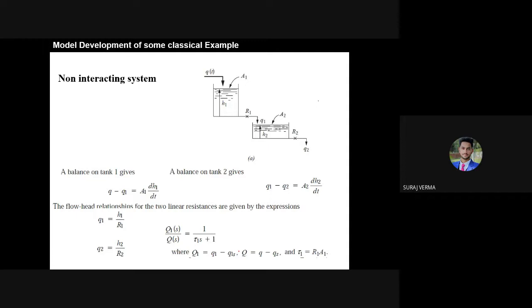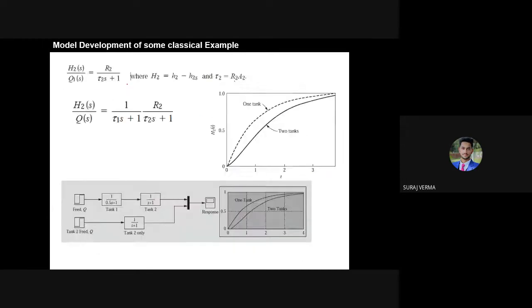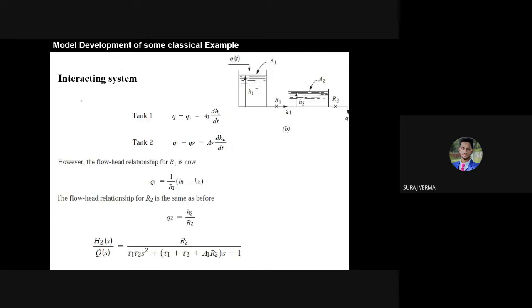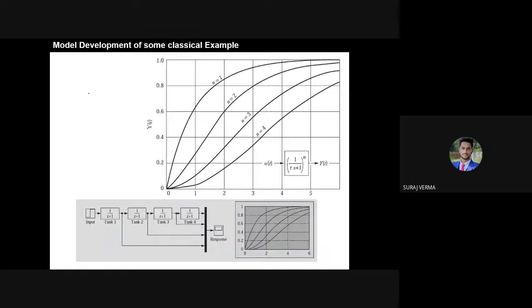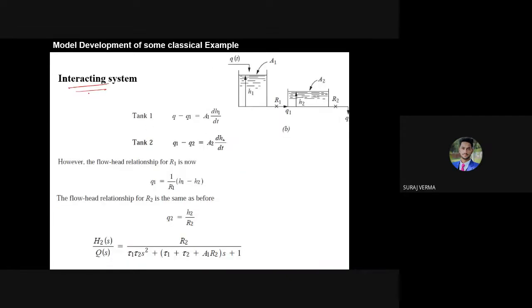Now I'm coming to the next topic, that is very important, the non-interacting system. In the process industry, two different tanks or more than two tanks are connected with each other, or two process equipments are connected with each other in different fashions. Okay, what are the different fashions? One connection is defined by non-interacting, another is defined by interacting. What is the difference between them?